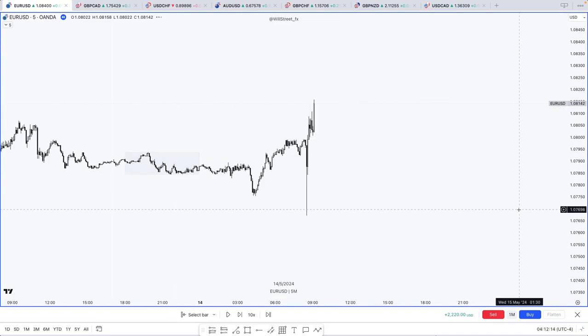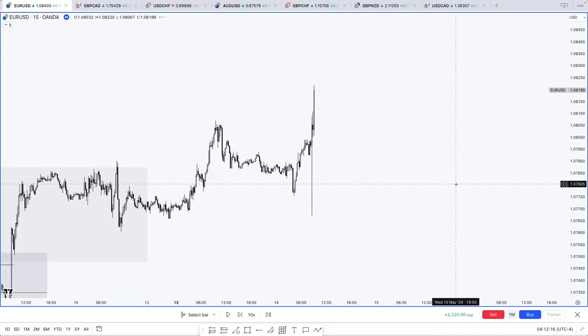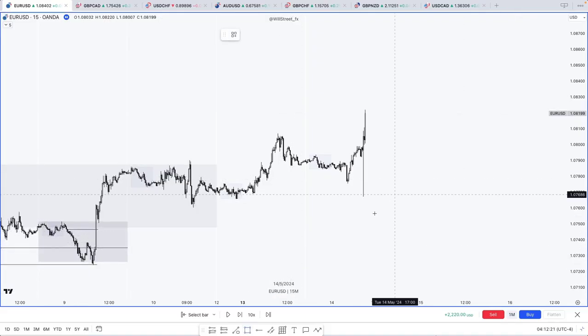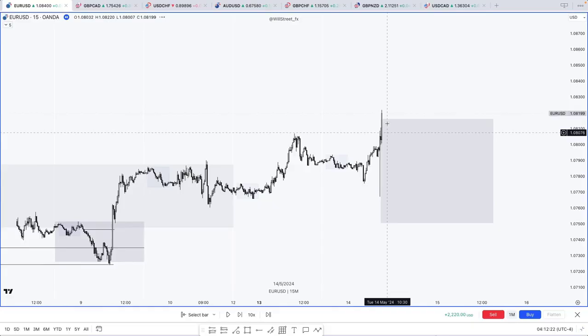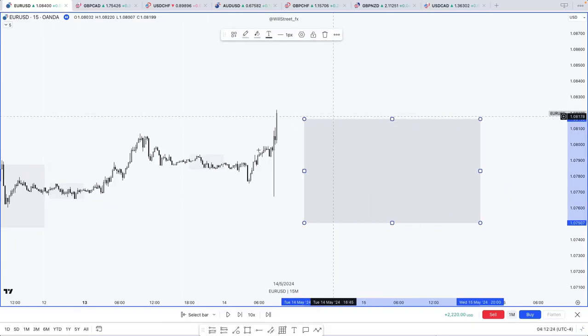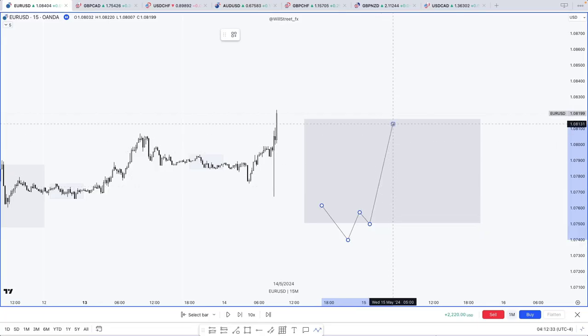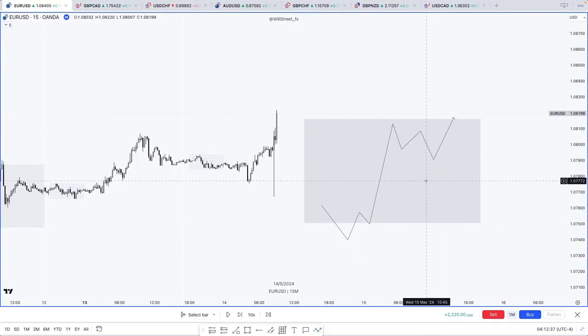You have a big R, you know the bias for the next 1, 2, 3 days. If it fails to reach the draw on liquidity, you know the bias for the next day. When you are here, you already know what to do next. Here, you already know what to do next. It's that simple.